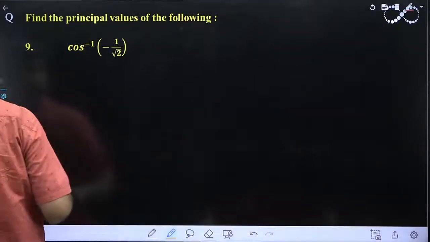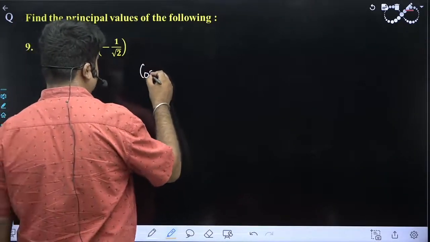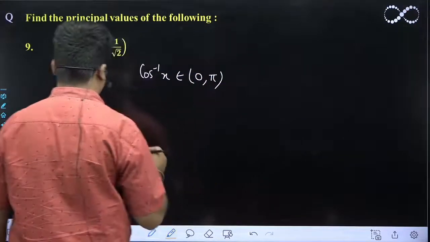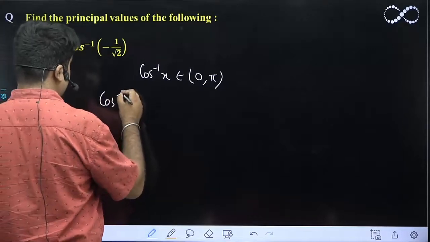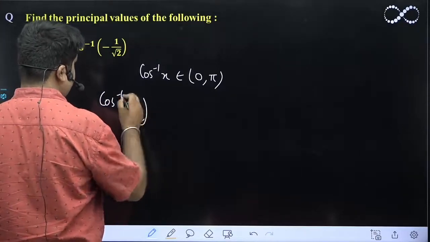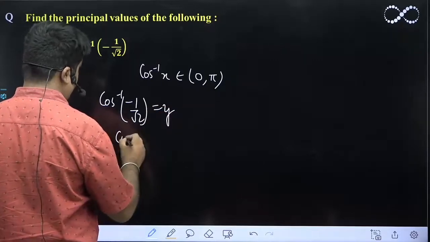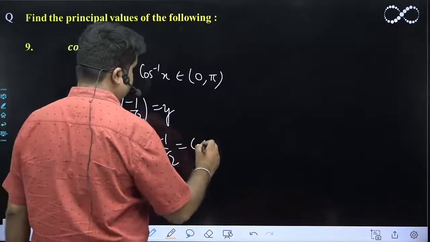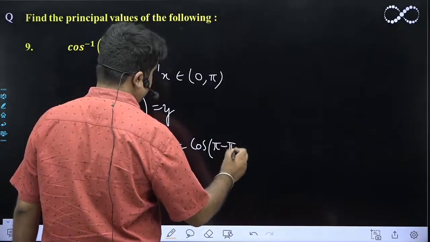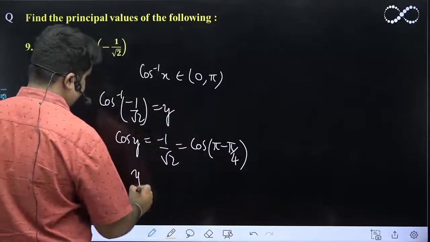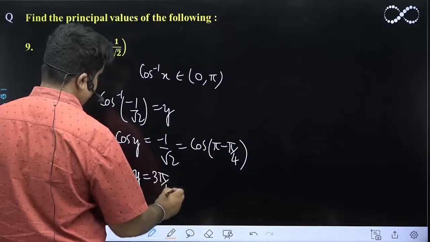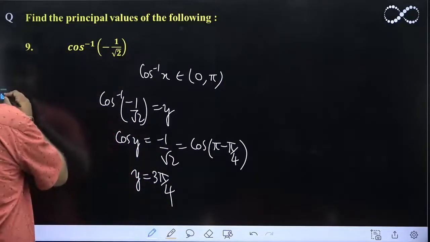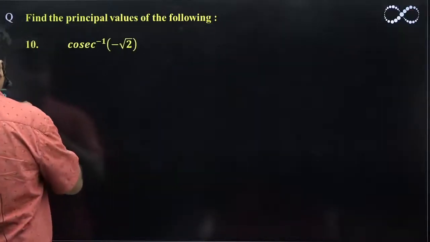Cos inverse minus 1 by root 2. So cos inverse x lies between 0 to pi. So therefore cos inverse minus 1 by root 2 is equal to y gives you cos y is equal to minus 1 by root 2, which is equal to cos of pi minus pi by 4. So therefore y is equal to 3 pi by 4. So the answer to this question will be 3 pi by 4. Let's see the next problem.